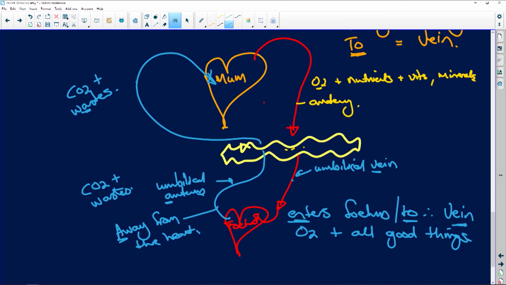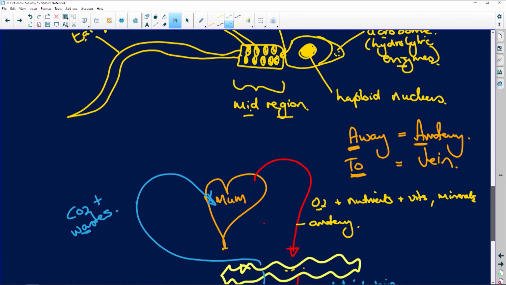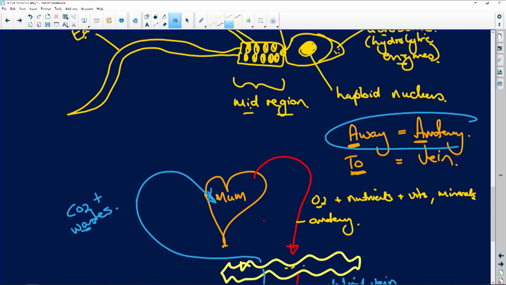So this is what causes learners to get so very confused because they say, no, how can the umbilical vein carry good things and the umbilical arteries carrying bad things, and it's the other way around? This is exactly why. Remember your basic rule. Your basic rule is arteries carry blood away from the heart and veins carry blood to the heart. Okay, A for away. All right.